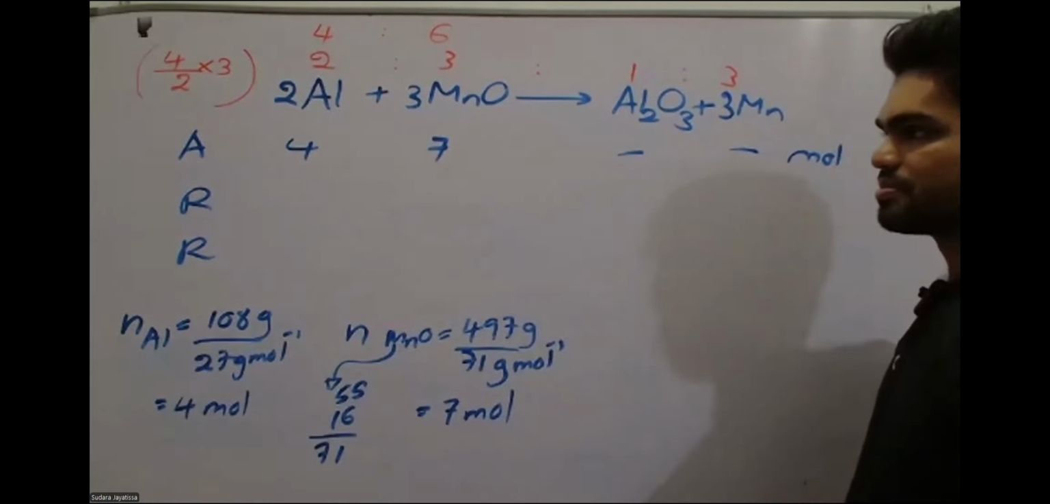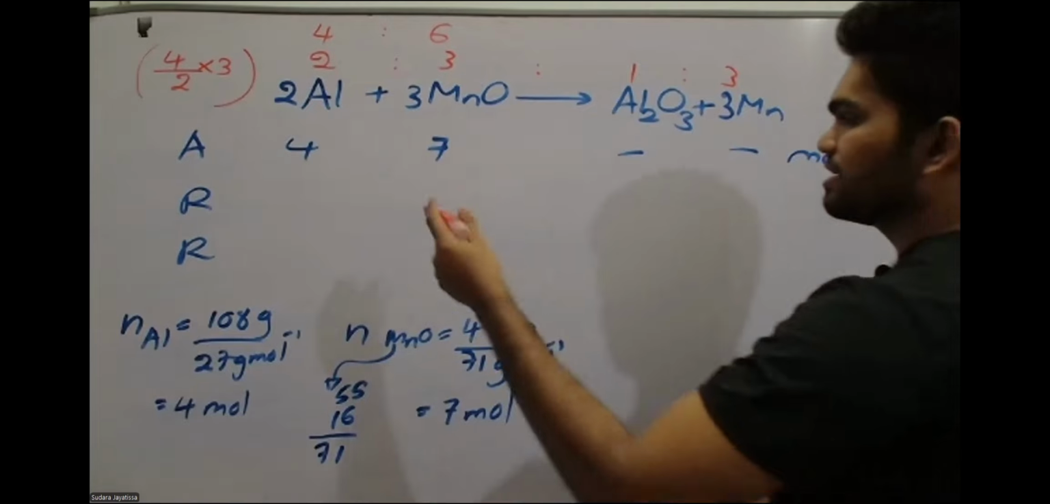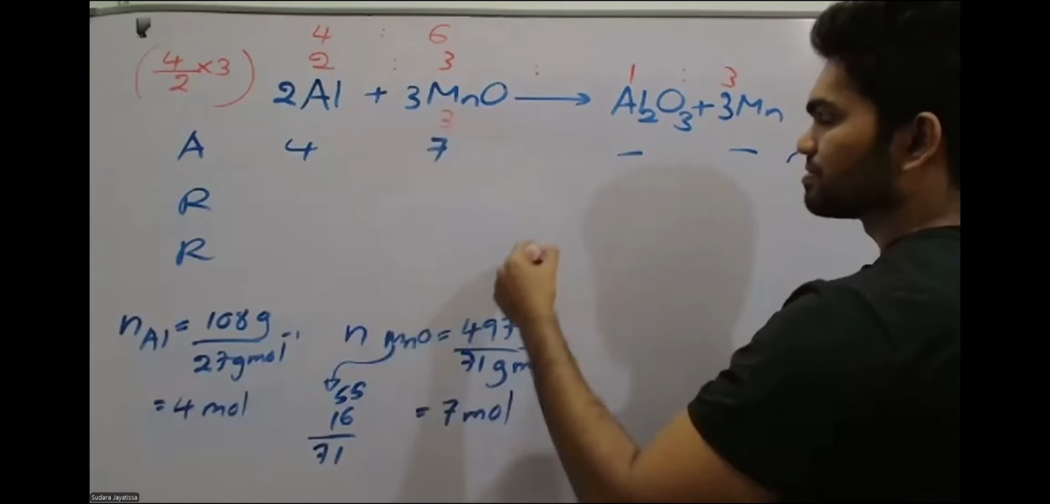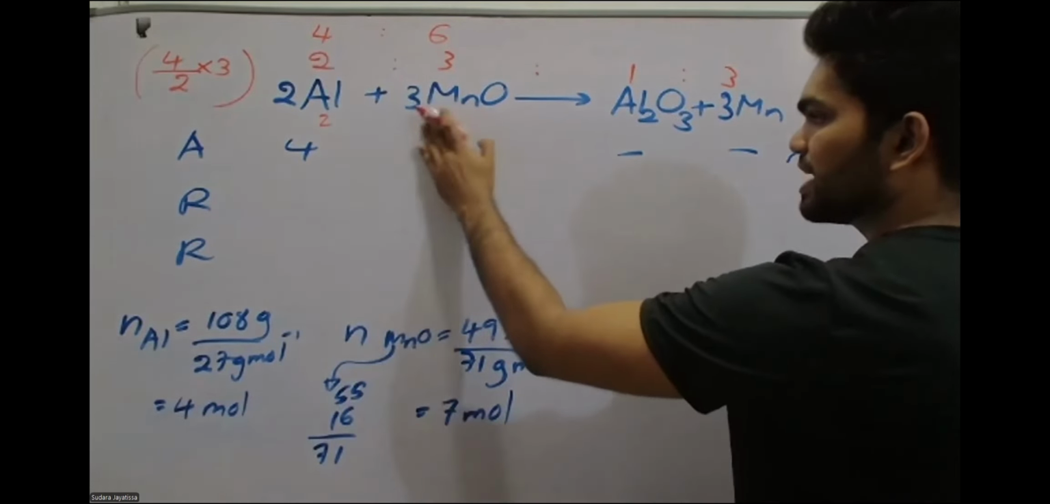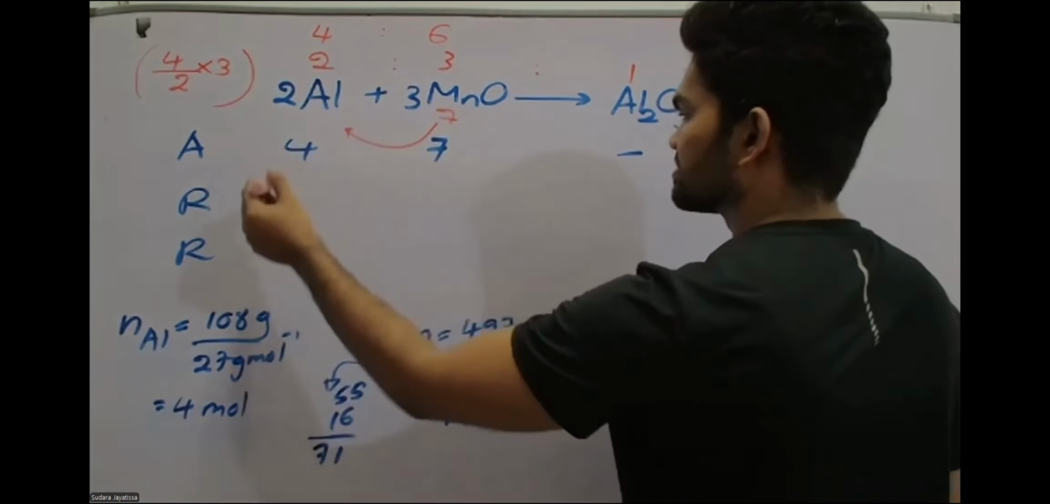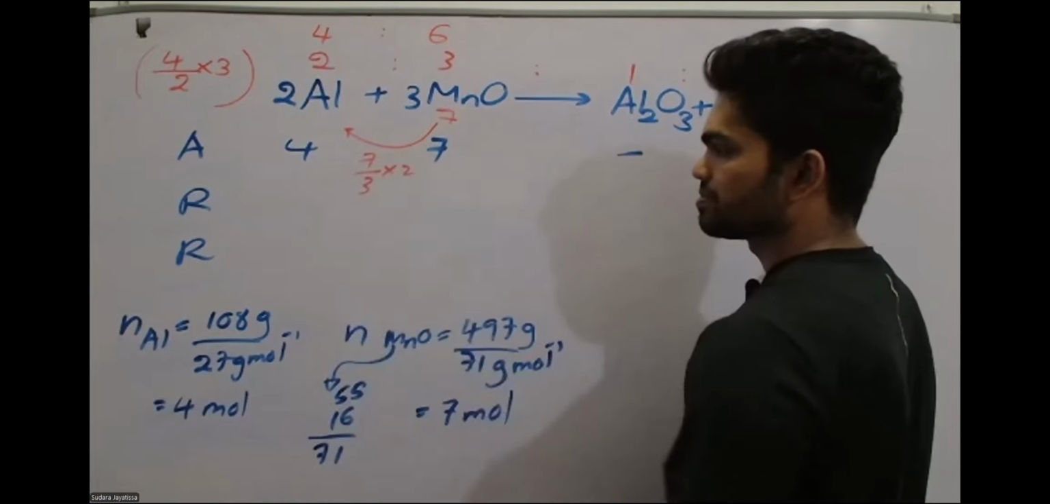Okay, so divide by the stoichiometry of the given compound, that means 2, and multiply by the required compound. Then the other way around, when you want to react all 3 moles of this, you need 2 of this. That means if you want to react all 7, how many moles of this will be reacting? So 7 divided by 3 into 2.